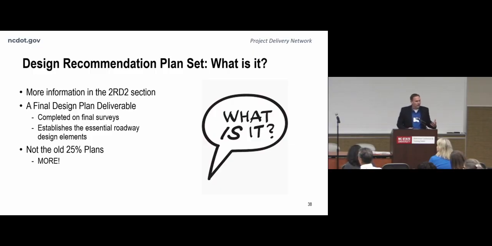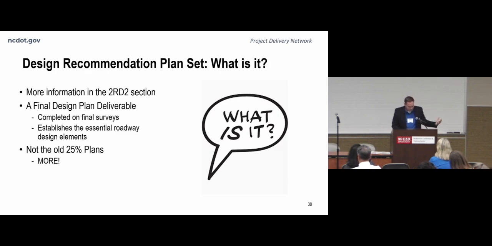3D models and cross sections are being generated using that typical section, turning it into a template and then applying it to that horizontal and vertical alignment. And limits of construction and preliminary right-of-way are being laid out based on the 3D model information.